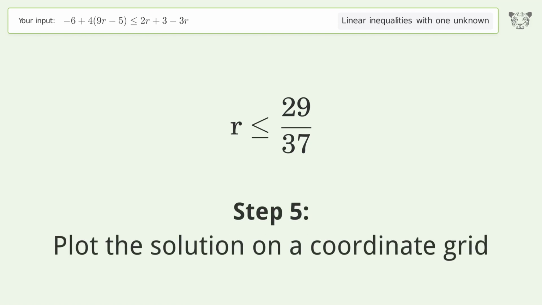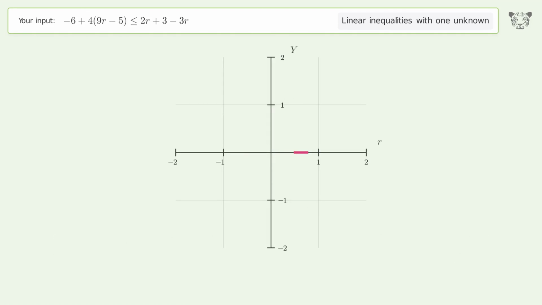Plot the solution on a coordinate grid. And so the final result is r equal or smaller than 29/37.